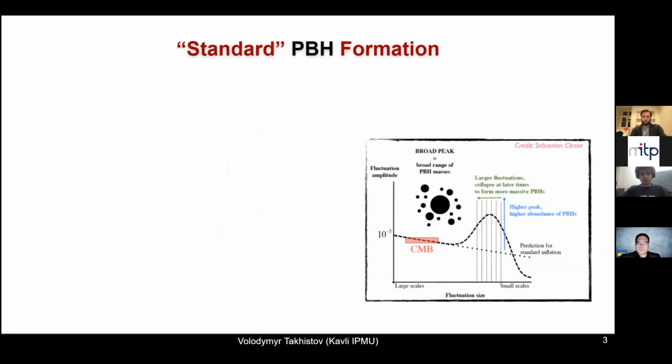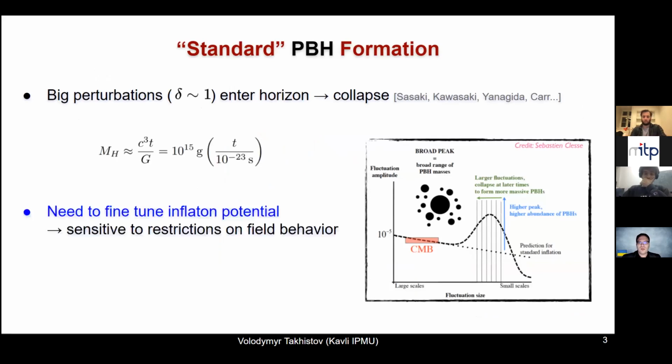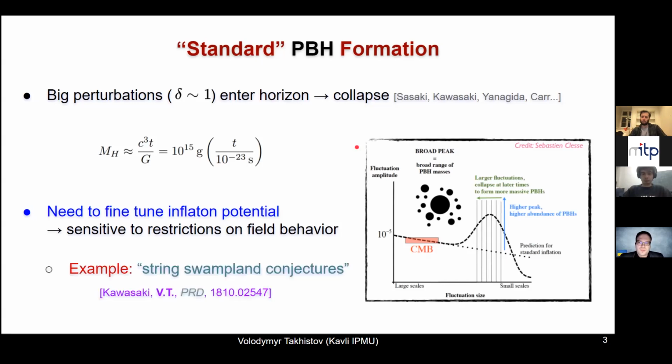So the standard formation scenario could generally be summarized as big perturbations entering the horizon and collapsing to black holes. And since you need to arrange for such scenarios to agree with CMB observations on large scales and have a sizable fluctuation on smaller scales that will be collapsing to black holes, such models generically are associated with fine-tuning of the inflaton potential. And the corollary of that statement is, of course, that you're quite sensitive to any restrictions in your models and scalar field behavior, for example, associated with the string swampland conjectures.